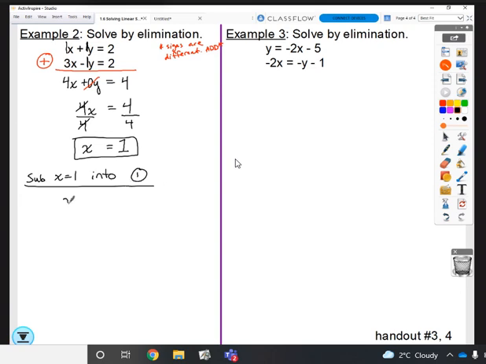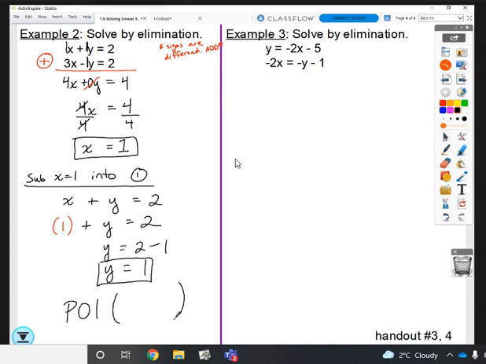So equation 1 is x plus y equals 2. If x equals 1, we're going to sub in 1 for x plus y equals 2. Bring the 1 over. So we should have y equals 2 minus 1 and y equals positive 1. There we have it. Point of intersection is (1, 1). Oh, look at that. Cool. Questions about that?